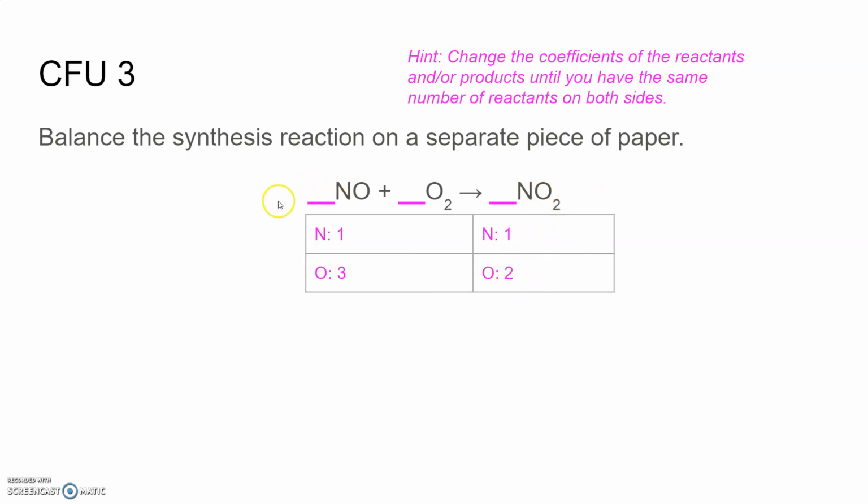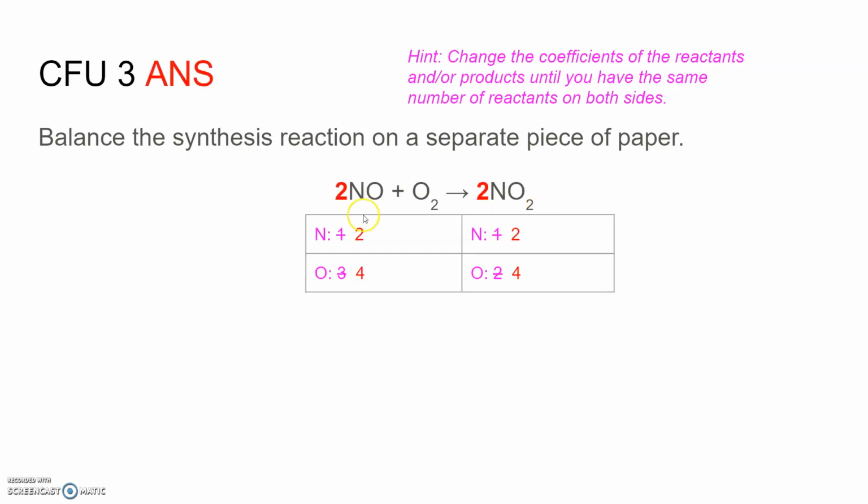Then you're going to change the coefficient, which is the number in front, until you have the same number of atoms on both sides. So pause the video now. When you press play again, the answer will be revealed.